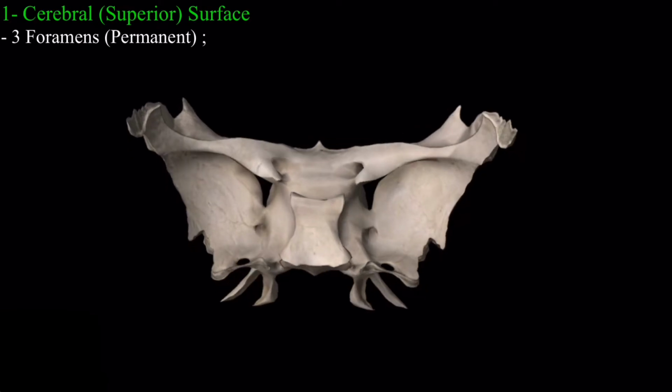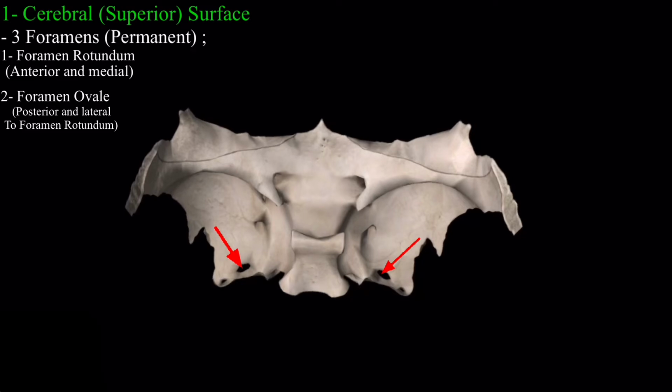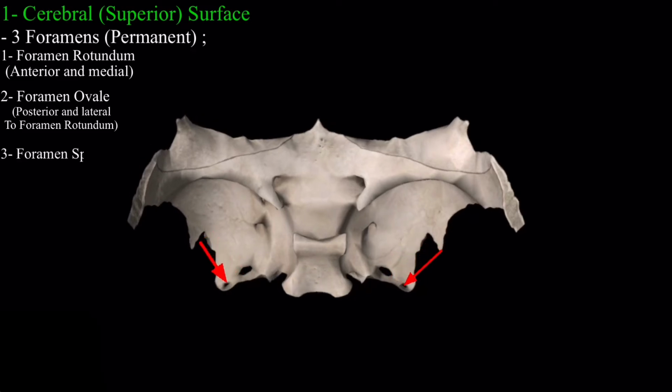Number 1. The foramen rotundum. It is the most anterior and medial of all the foramens. Number 2. Foramen ovale. It is posterior and lateral to the foramen rotundum. Number 3. Foramen spinosum. It is posterior and lateral to the foramen ovale.